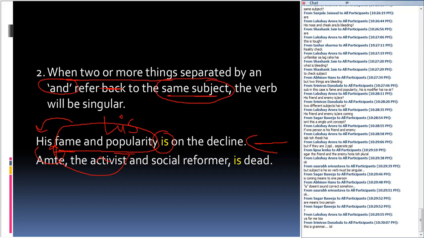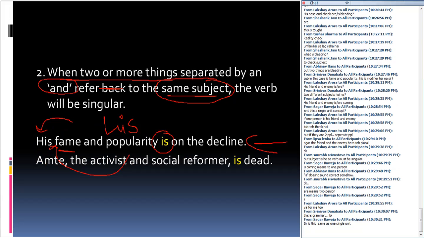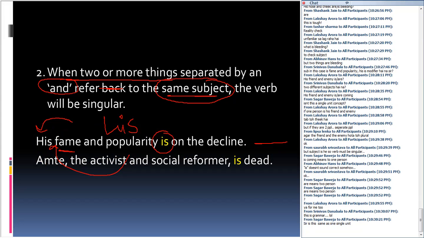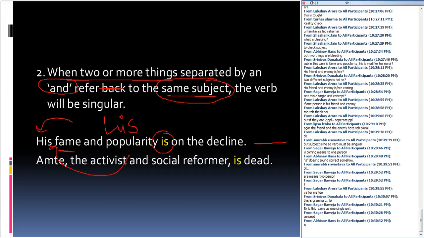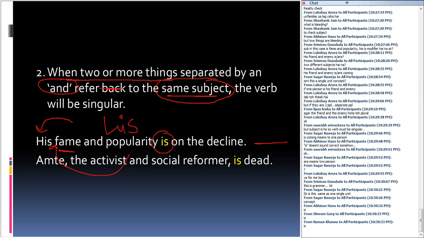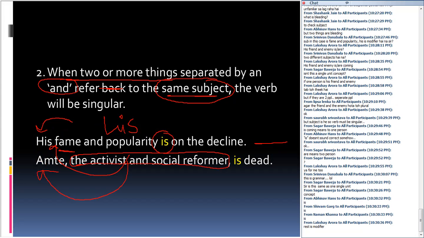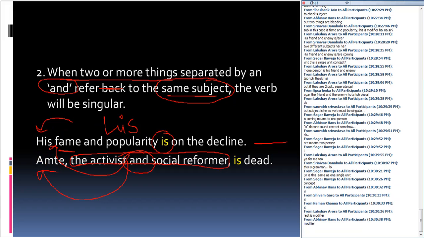Second example. If you actually look on the screen, it says Amte, the social activist and reformer. What? Are dead बोलोगे या is बोलोगे? You will say is dead. Why? Because the activist and social reformer both refer to one person Amte, even though and is used here. And yes, that is modifier. It's more like a modifier.